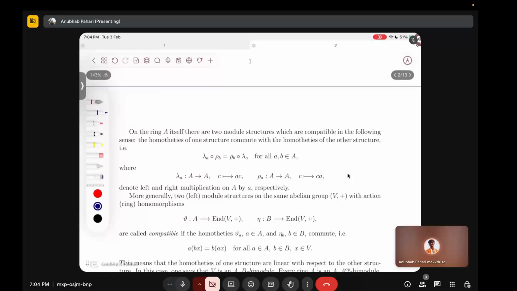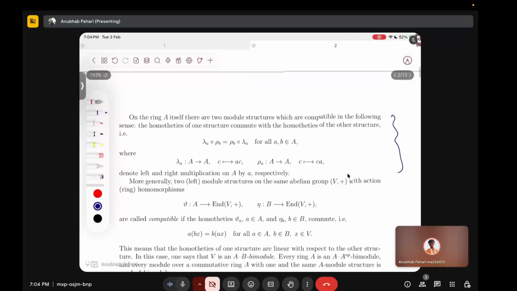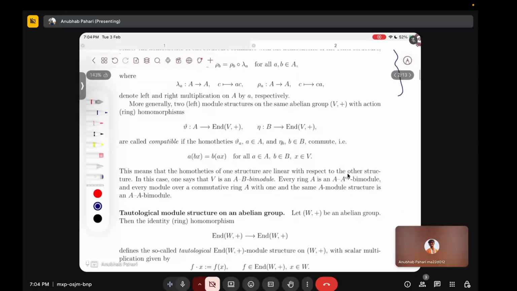And so on the ring A itself there are two module structures which are compatible in the following sense. You can consider A as an abelian group, and since A is a ring, you can consider A as an A-module. Since we are not talking about considering left module and right module separately, there will be these compatible things that you can write.